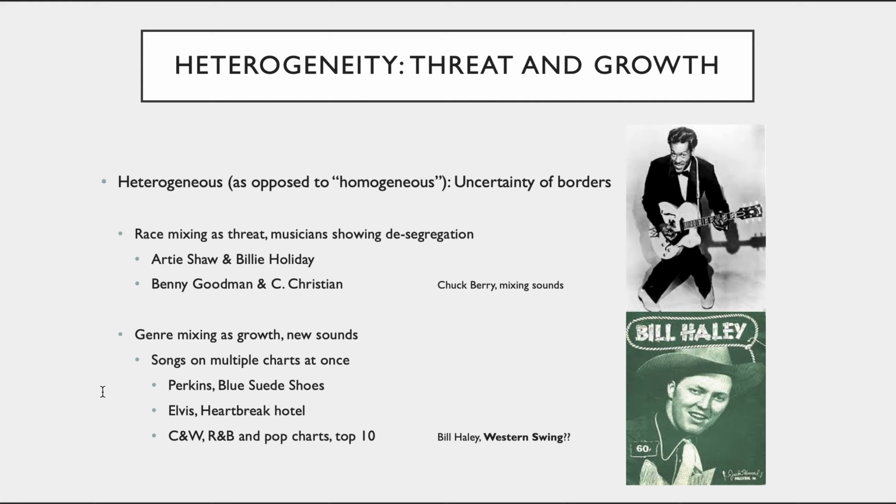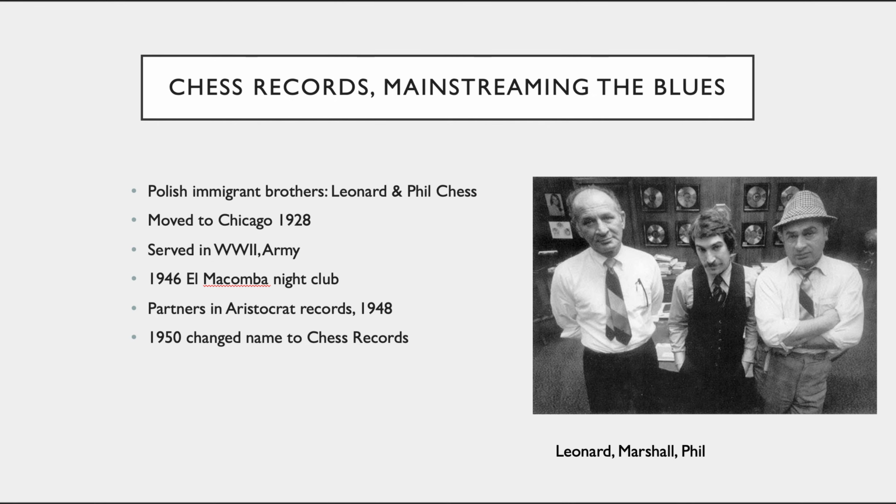Elvis doing Heartbreak Hotel. These are examples of songs that are on multiple charts at the same time. And so there's an interesting dynamic of confluence of genre at the time that rock and roll is coming about. Now, one of the main genres to feed into early rock and roll was Chicago blues.